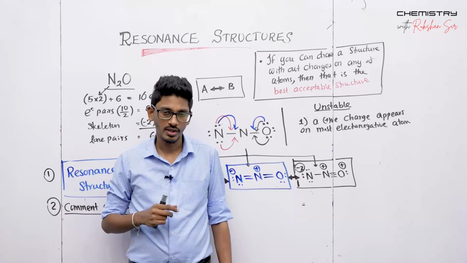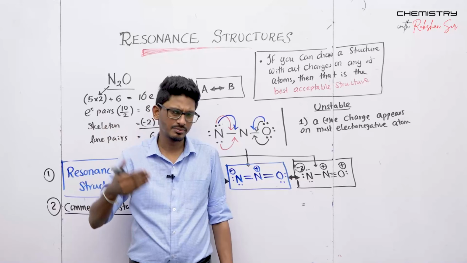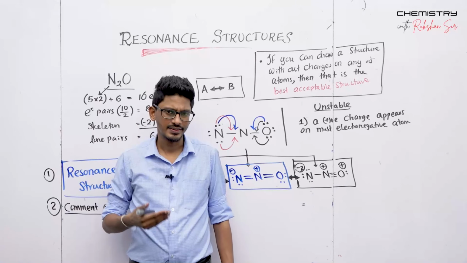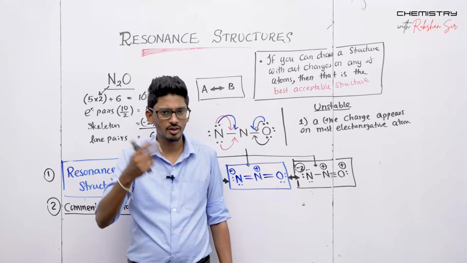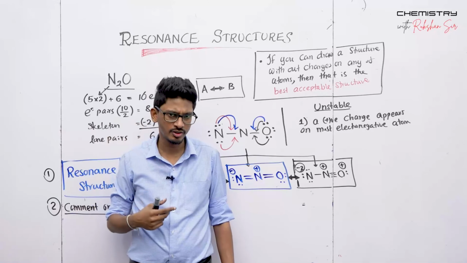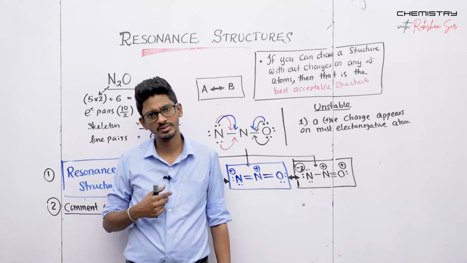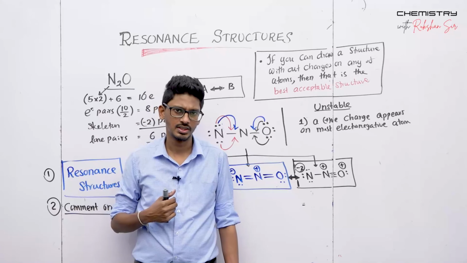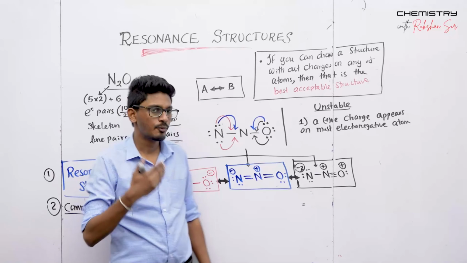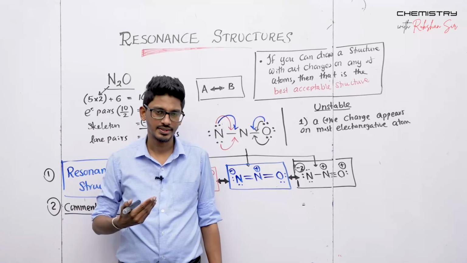So bearing a positive charge on that means that atom lacks electrons. That can't be for long, right? Because that is the most electronegative atom, the one most keen on electrons.